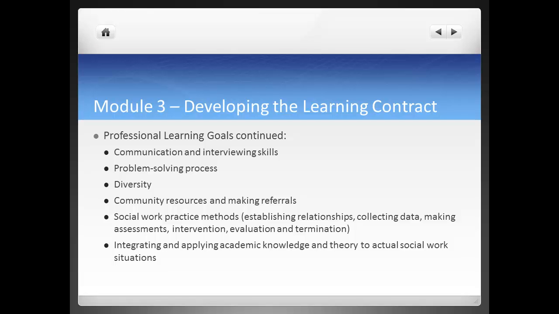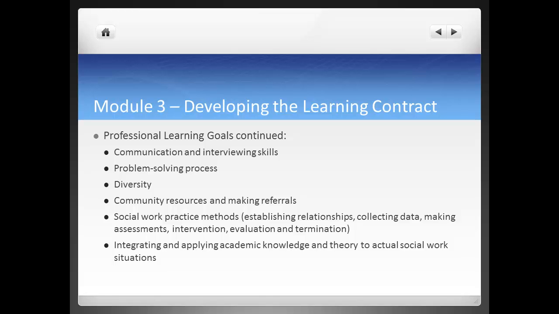Integrating and applying academic knowledge and theory to actual social work situations is an important part of a professional learning experience for a student. So helping the student begin to connect what they're learning in the classroom with the work that they're actually doing in the agency. Asking questions in regards to what social work values guided that interaction that you had with that client, what knowledge base were you using, what practice intervention would you consider with this particular client? All of those kinds of questions will help your student begin to really integrate academic knowledge and theory with social work practice.